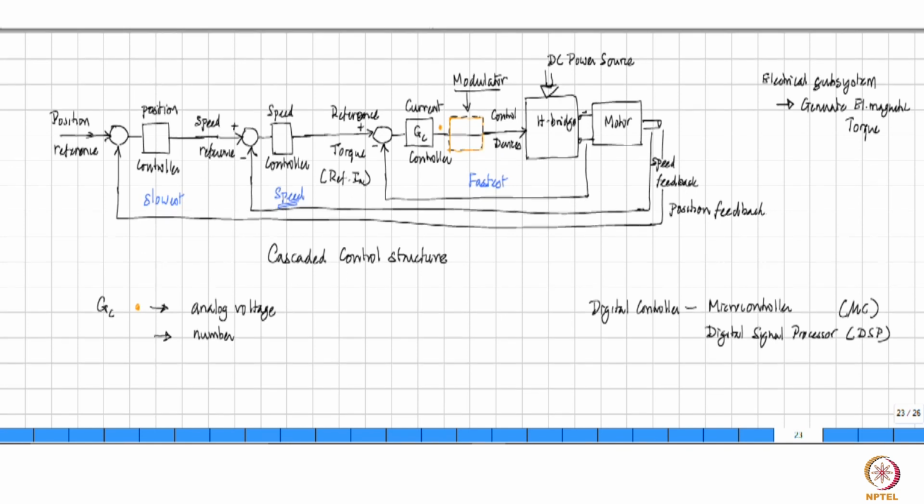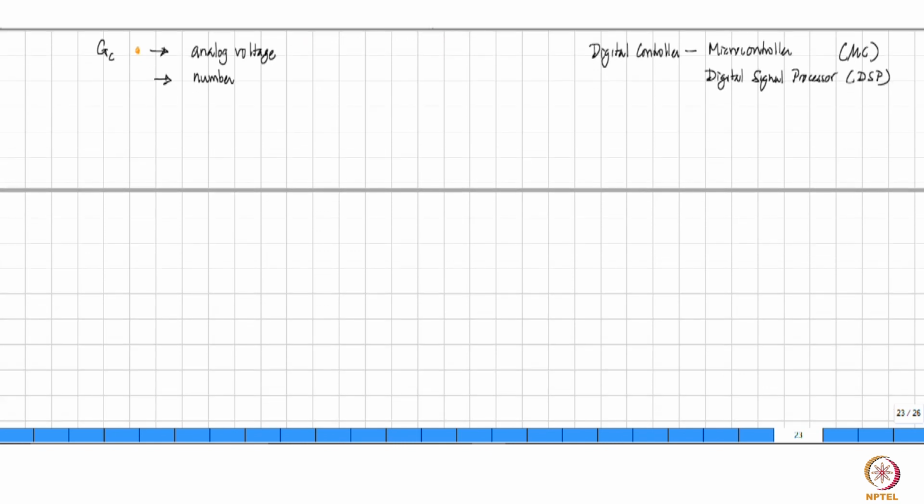How do you do that? That is again very simple. What one does is, let us say that you have a triangular voltage waveform.